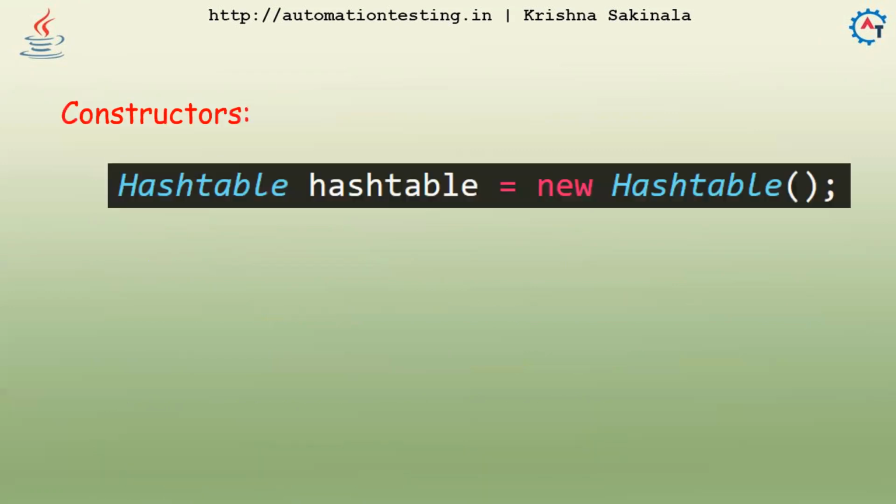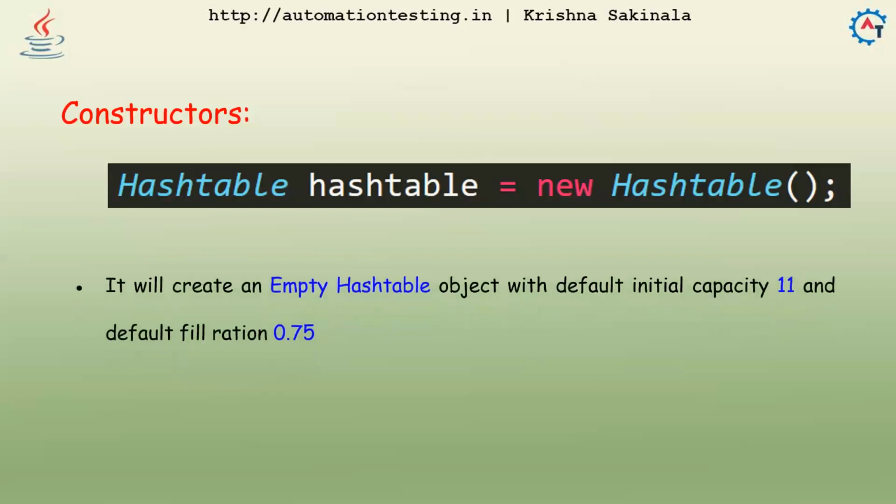So what are the constructors available in Hashtable? Hashtable h = new Hashtable(), the basic constructor. It will create an empty Hashtable object with the default initial capacity of 11 and the default fill ratio of 0.75. So the moment it fills 75%, it will create another Hashtable.